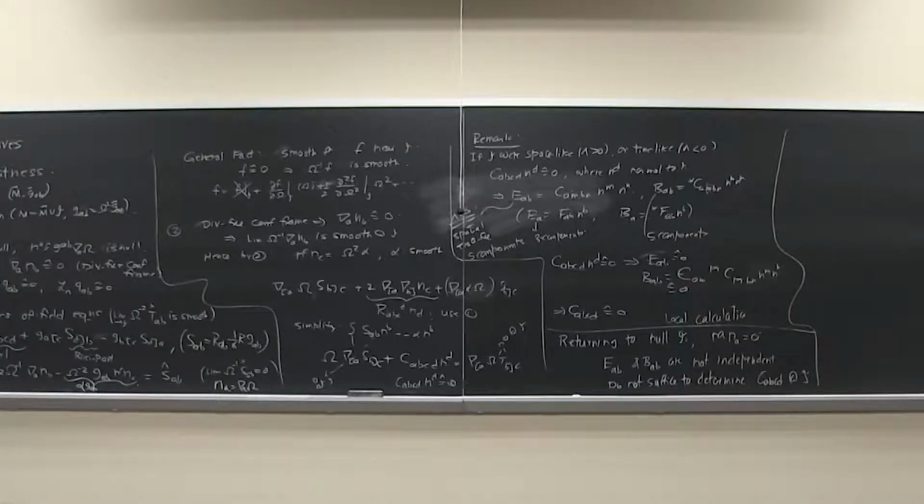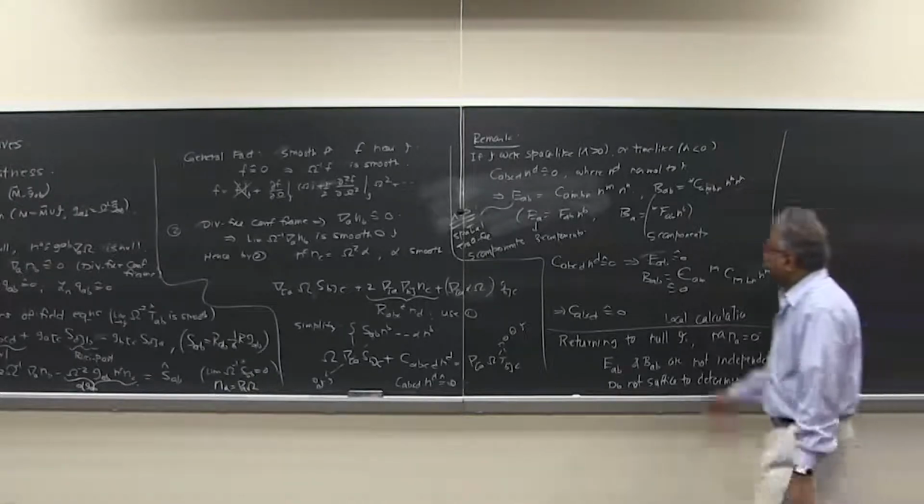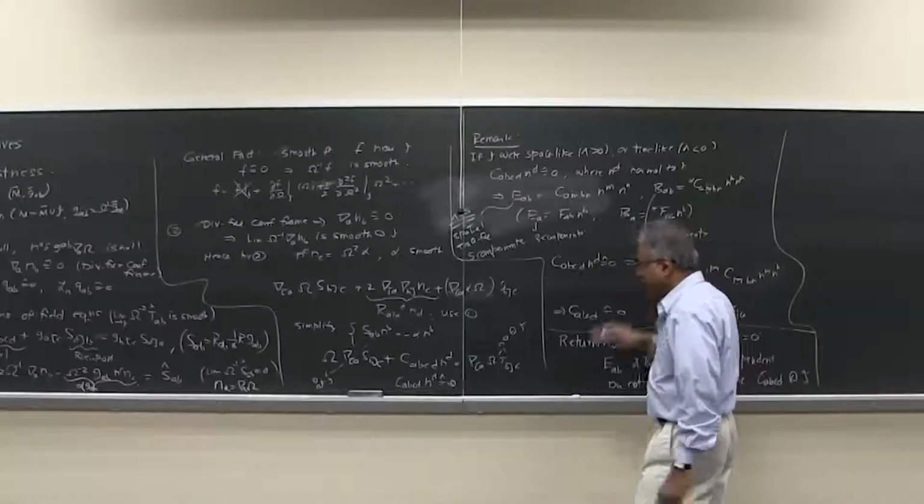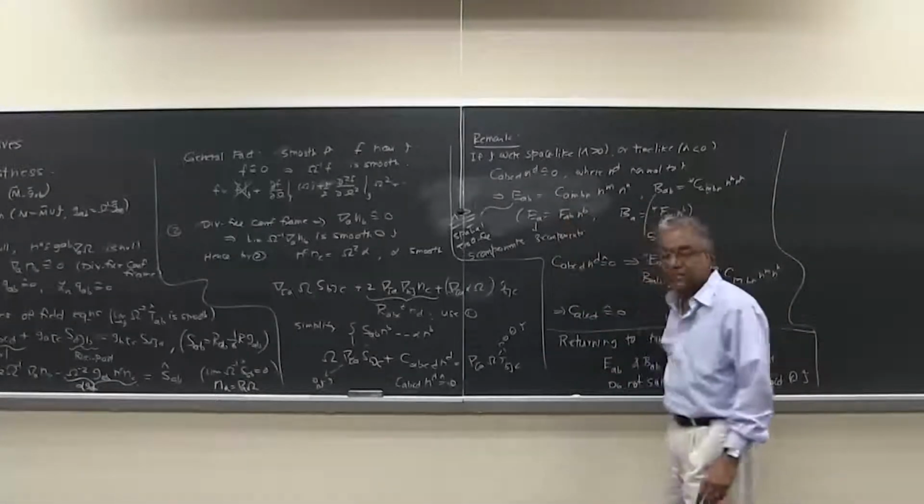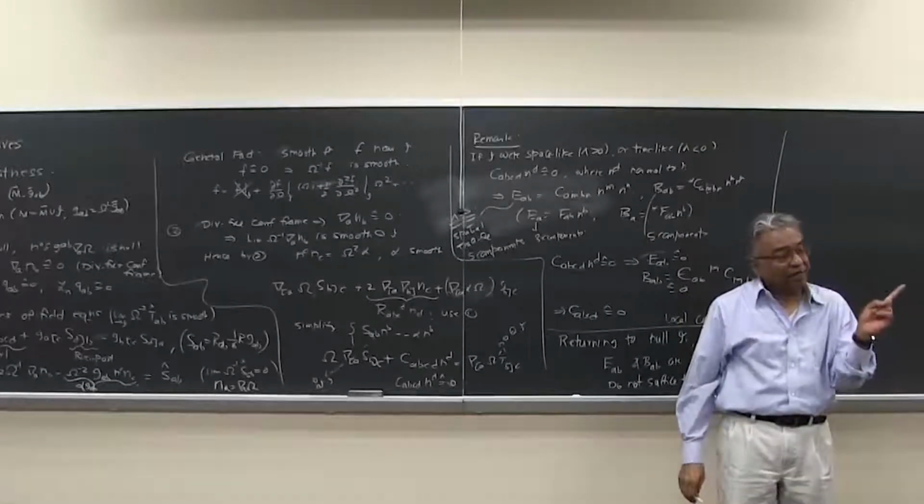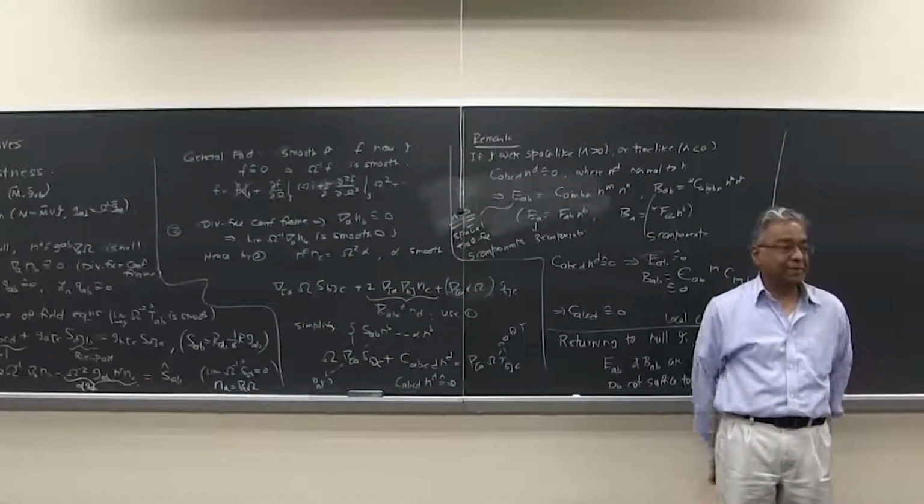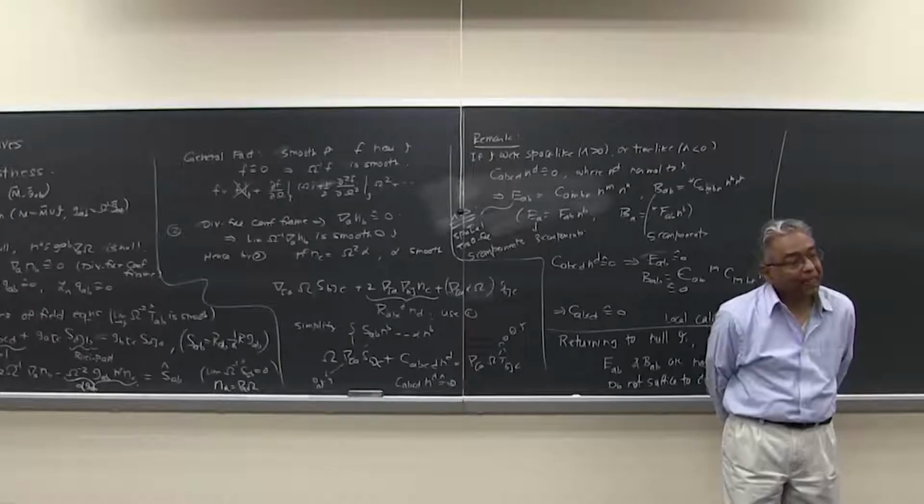I purposely went into a long song and dance because you'll hear about electric and magnetic parts of the Weyl tensor very often, and you might wonder, well, if electric and magnetic parts are 0, then why isn't the Weyl tensor 0? It is because electric and magnetic parts are 0 with respect to a null vector, not with respect to a space-like or time-like vector. So, well, this is applied for gravitational waves.